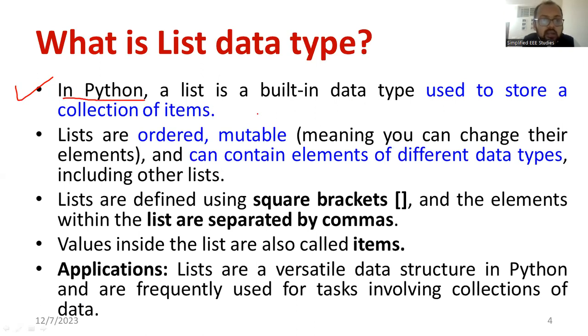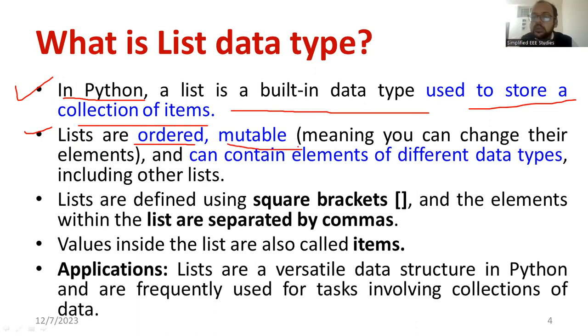In Python programming, list is a built-in data type which is used to store a collection of items. The elements present inside the list are known as items. One more important thing you need to remember is that in a list, the items are arranged in a sequential fashion. So lists are ordered. It is mutable. Mutable in the sense you can change, you can delete or you can remove.